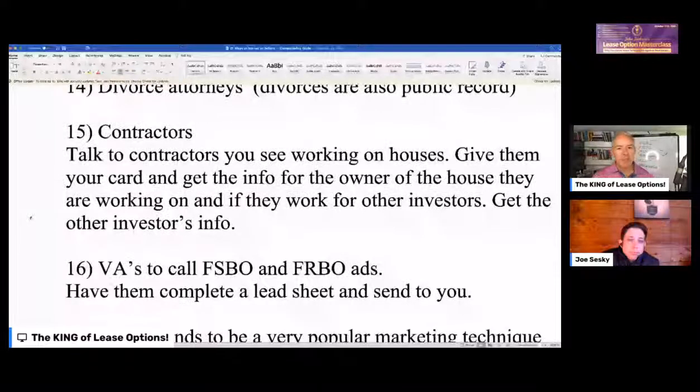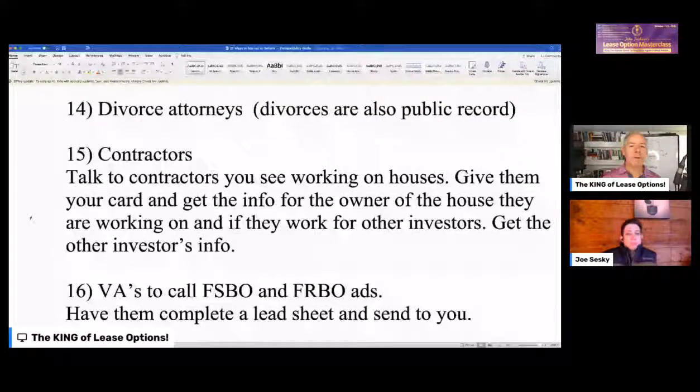Divorce attorneys. I've always thought two great places to get houses is you get a big cube truck that says we buy houses, and you park one at a divorce attorney's office and the other at a funeral home. Either way.